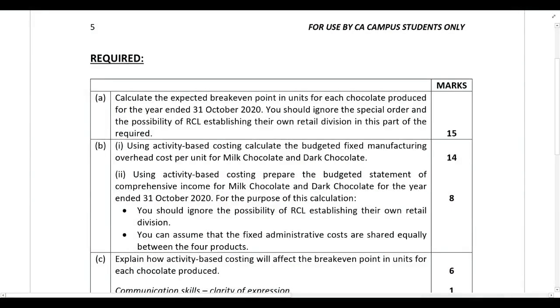Part A, calculate the expected break-even point in units for each chocolate produced for the year ended 31 October 2020. You should ignore the special order and the possibility of RCL establishing their own retail division in this part of the required. Alright, so we need to calculate the break-even point in units for each chocolate produced. So guys, I recommend that you start by writing out the formula, and once you have the formula, you'll then see what other calculations are necessary.